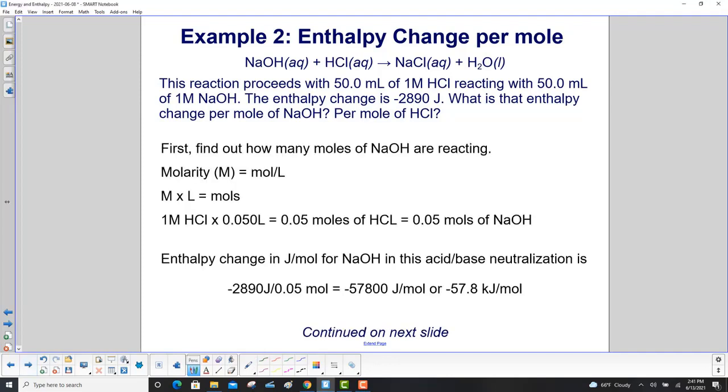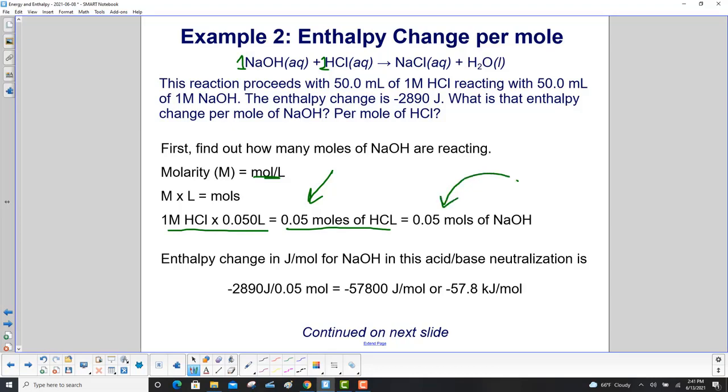First, find out how many moles of sodium hydroxide are reacting. Well, molarity is equal to moles per liter. So molarity times liters tells you how many moles you have. We have 1 molar hydrochloric acid and we have 0.050 liters of it. So that gives us 0.05 moles of hydrochloric acid, and look at the coefficients here. Both of them have 1. So if 1 mole of hydrochloric acid reacts, then you have 1 mole of sodium hydroxide. In this case, we have 0.05 moles of hydrochloric acid, so that reacts with 0.05 moles of sodium hydroxide.